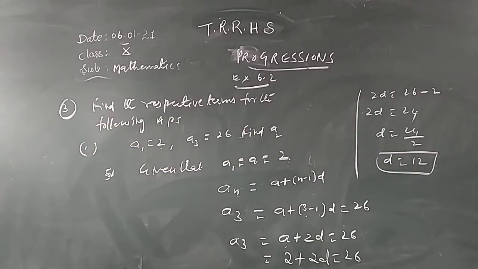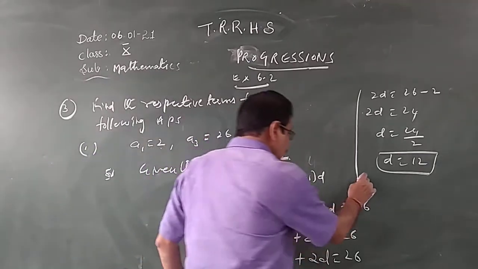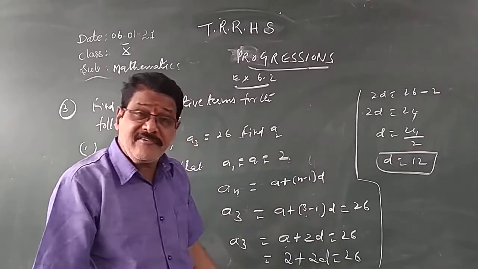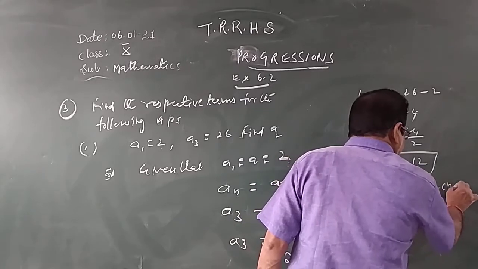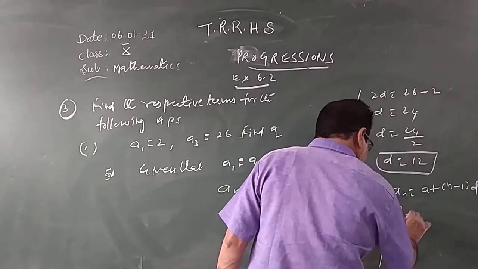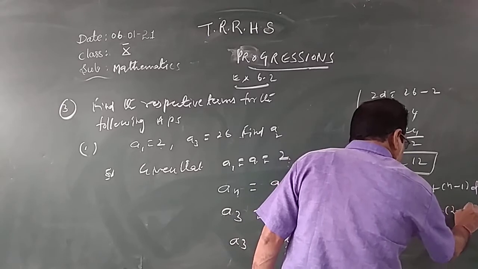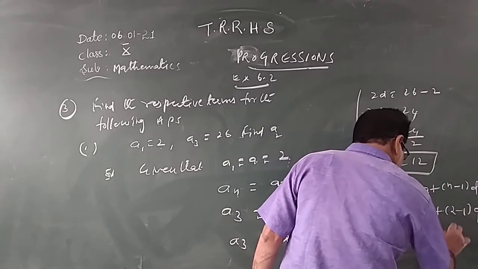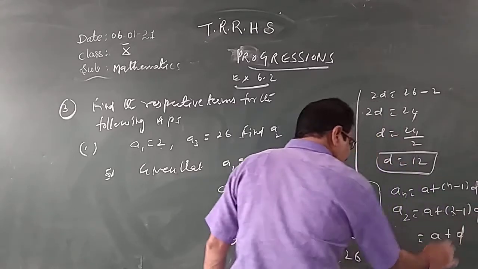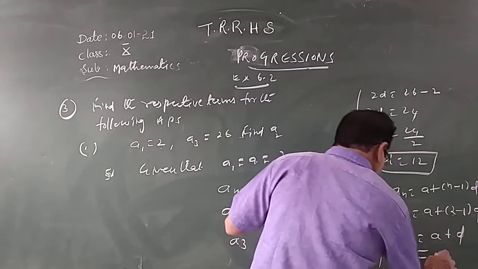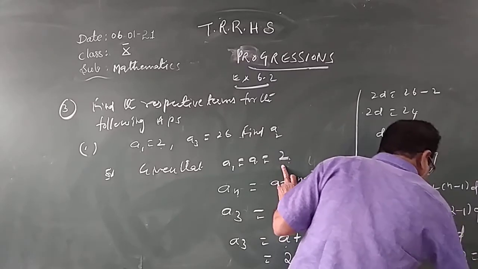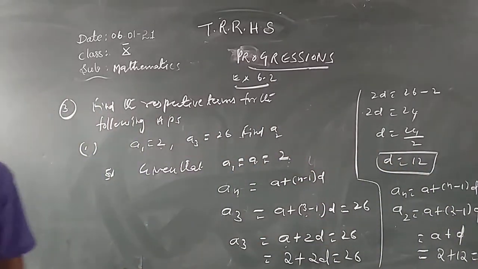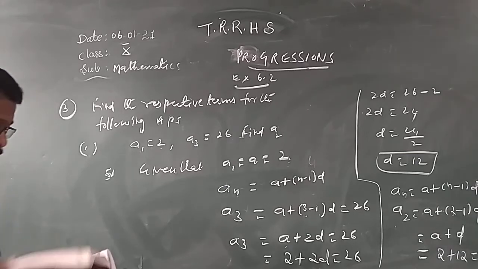So what do you have to calculate here? Find A2. A2 is A plus D. An is equal to A plus n minus 1 into D. We want A2, so put n equal to 2: A plus 2 minus 1 times D. A2 is A plus D. A value is 2, D value is 12, so A2 is 14. Like this you should do it. I hope you clearly understood, children.